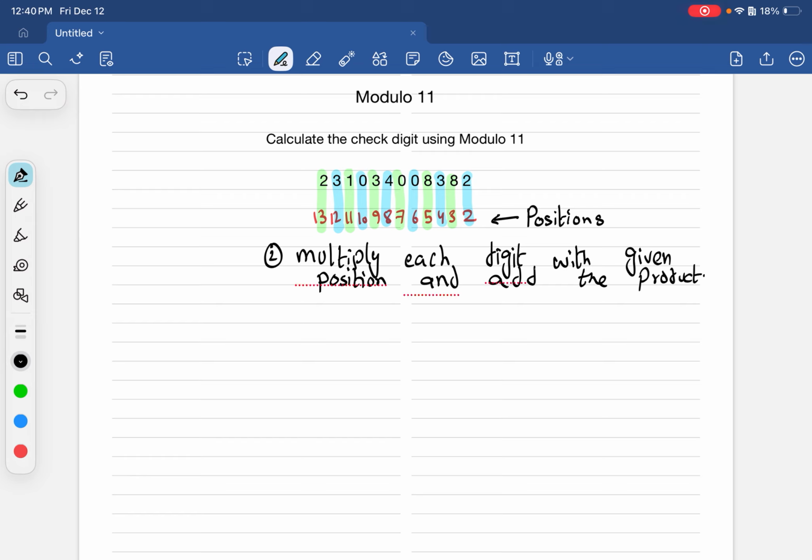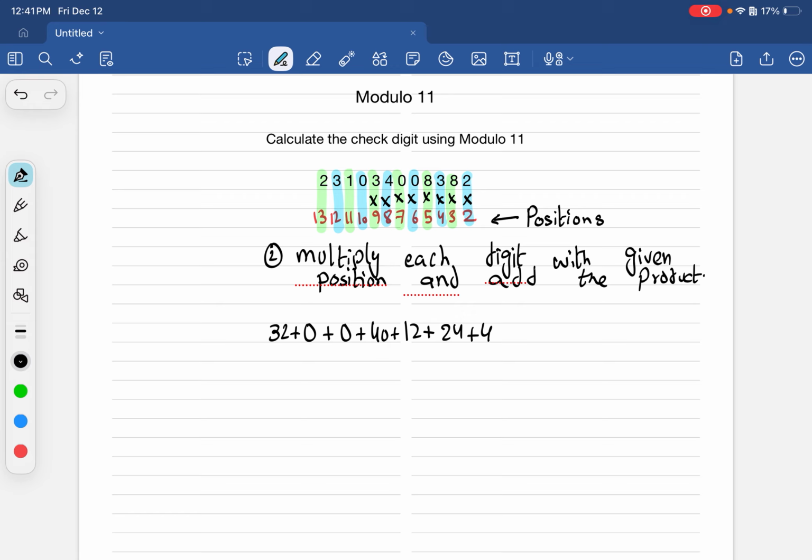So what do we get over here? We get 2 times 2, which is 4. We get 8 times 3, which is going to be 24. Then we get 3 times 4, which is going to be 12. And then we get 8 times 5, which is going to be 40, right? And we get 0 times 6, so that's going to be 0. And then we get 0 times 7, that's again going to be 0. Then we get 4 times 8 instead, which is going to be 32.